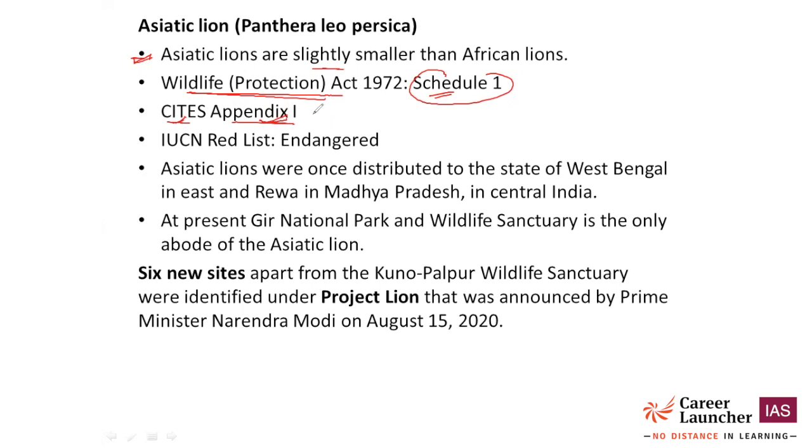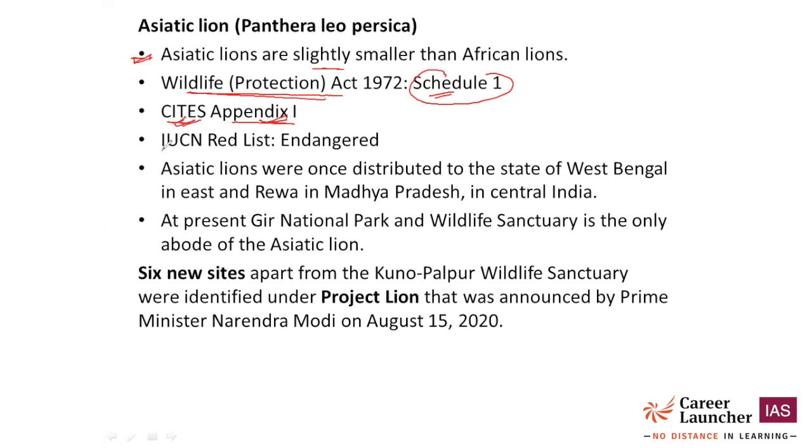Only for scientific research and education purposes can you trade this particular species. Otherwise, any type of trade is completely banned if any of these species become part of Appendix 1, that is under CITES. Okay, so in prelims they can ask you about CITES, that is, in which list the Asiatic lion is.